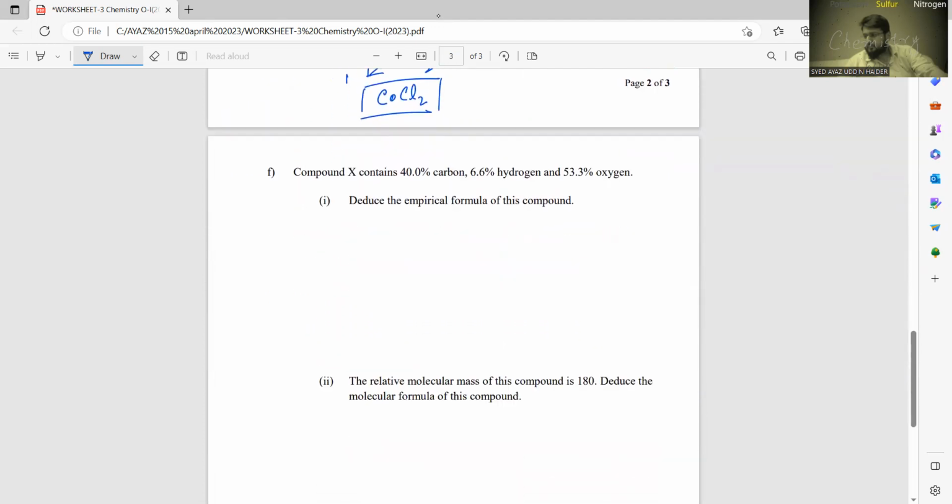Part F. Compound X contains 40% carbon, 6.6% hydrogen, and 53.3% oxygen. Deduce the empirical formula of this compound. Now use this data. We have C, H, and O. Now I'm writing their percentage. Carbon 40, AR of carbon is 12, so I'm writing 12 here. Hydrogen 6.6, AR of hydrogen is 1, so I will write 1 here. Oxygen 53.3%, AR of oxygen is 16, so I'll write 16 here.